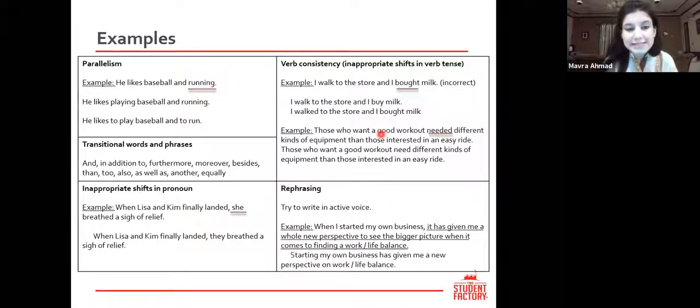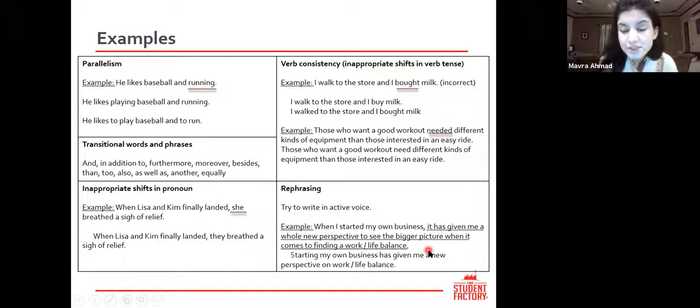अच्छा, अब लास्टली लुकिंग एट रीफ्रेजिंग. Whenever we are rephrasing a sentence, make sure that the subject is always mentioned in the beginning, which means that we should always write in an active voice instead of passive voice. Let's look at an example. When I started my own business, it has given me a whole new perspective to see the bigger picture when it comes to finding a work-life balance.